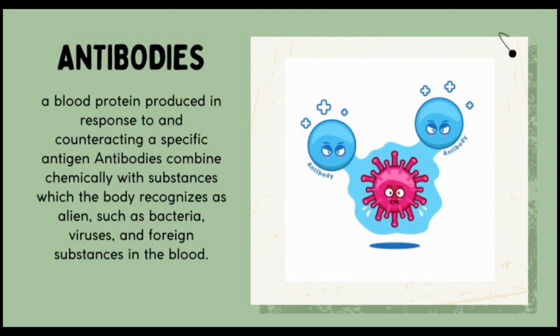Next naman is yung nagpo-protect sa atin kapag may mga unwanted substance na nag-enter sa body natin, at yun ay yung antibodies. Antibodies are blood proteins produced in response to and counteracting a specific antigen. Antibodies combine chemically with substances which the body recognizes as alien, such as bacteria, viruses, and foreign substances in the blood. Also, antibodies are Y-shaped protective proteins.